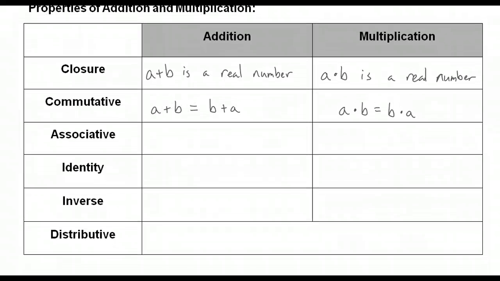The associative property says the order in which I add three numbers doesn't matter.